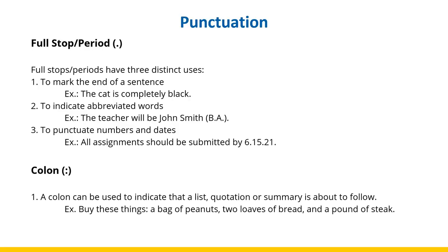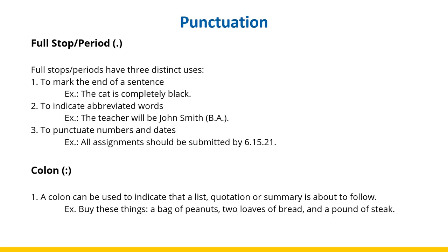Now we are going to talk about punctuation, and the first one is the most common one. It's a full stop, or what we call a period in America. You can see how the sign looks. Full stops or periods have three distinct uses, so we're going to discuss that. The first one: we use a period to mark the end of a sentence. When you finish your idea, you need to put a period. For example, the cat is completely black. I'm a teacher, period at the end, right?